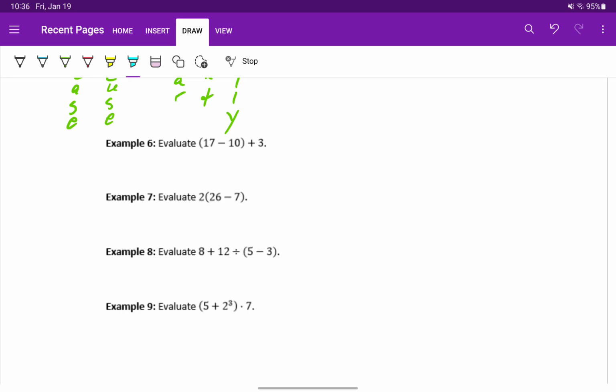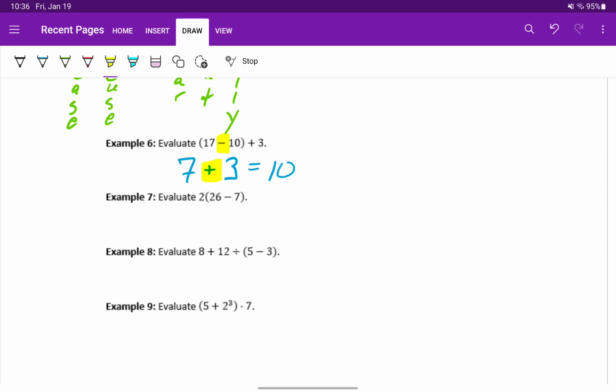Applying order of operations in example 6, we'll first take a look at what's inside those parentheses, since parentheses always come first. In this case, our only operation inside those parentheses is a subtraction step. So we'll first subtract 17 minus 10, giving us 7, plus the 3 that was already there. And then our last step will be addition, giving us 7 plus 3 is equal to 10.